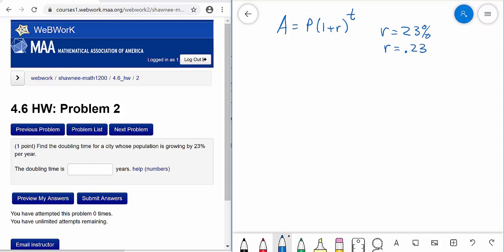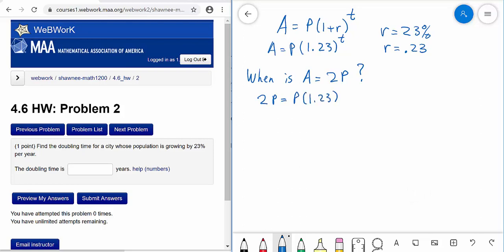So the exponential growth formula would be A equals P times 1.23 to the power t. And we're trying to figure out how long it would take for a population with P people in it to double in size. To double in size, that would be the same as 2 times P. So we want to know when the accumulated amount of people is equal to twice the population. So we plug in 2P for A and solve this for t.